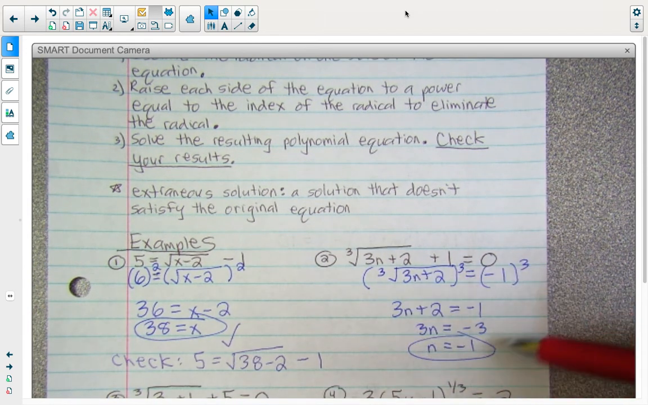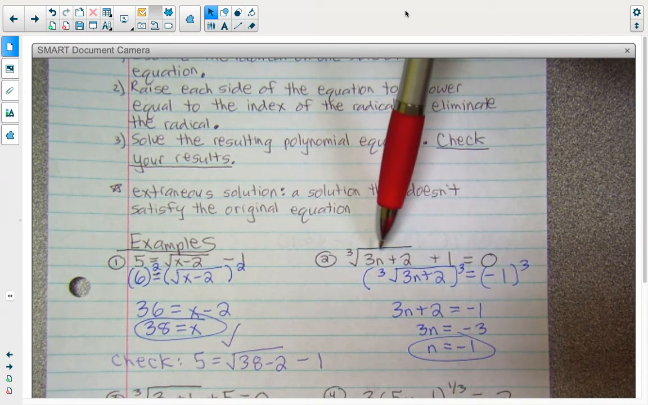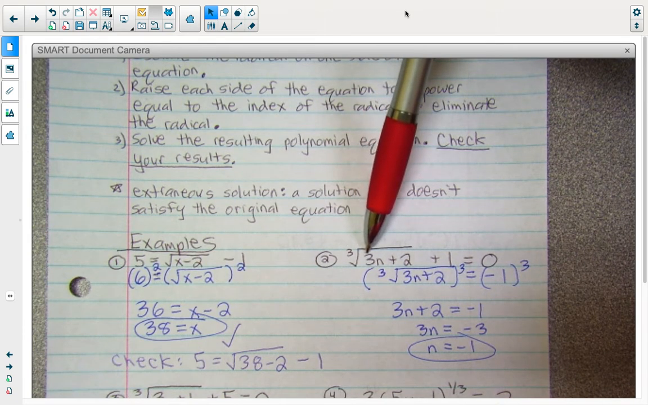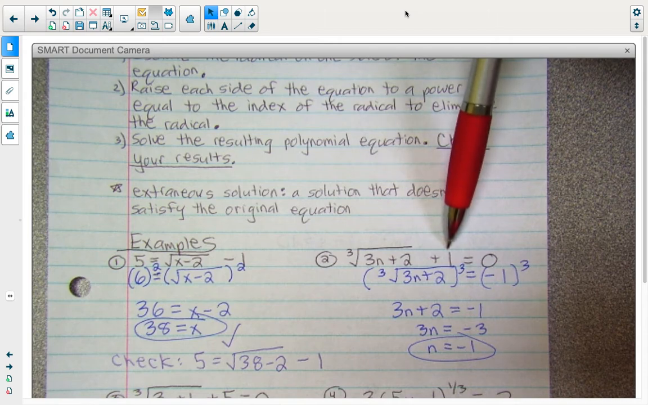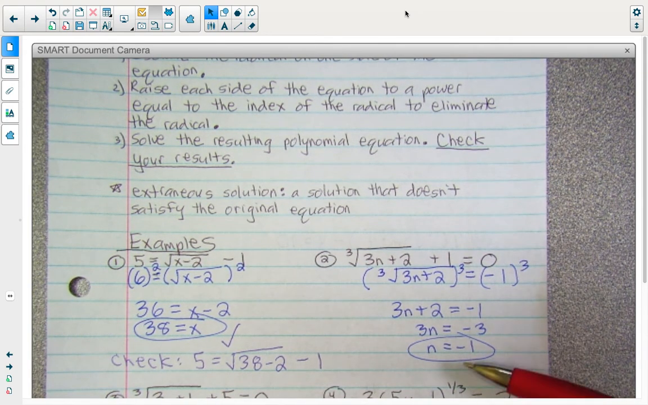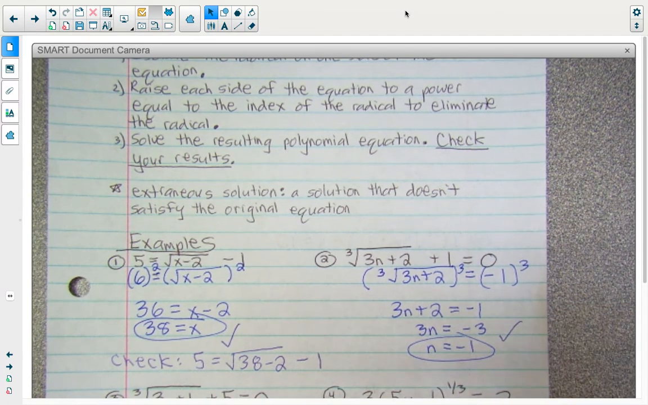And I would be able to do the same thing over here. I would take this negative 1, substitute it into my space right here, and I would do the cube root of 3 times negative 1 plus 2. I would do all that, add 1 to it, and it should give us 0. So I am going to save us a little bit of time here. When I do substitute this back into my problem, it does work out. So we did check our work.